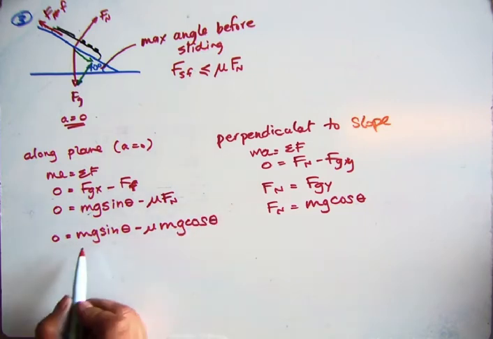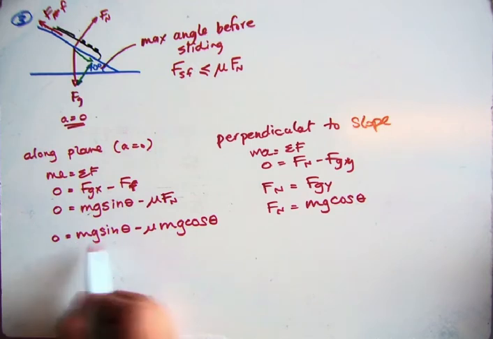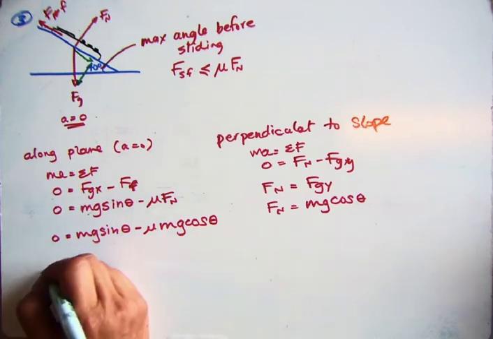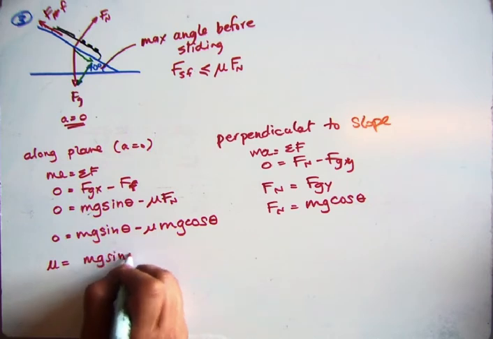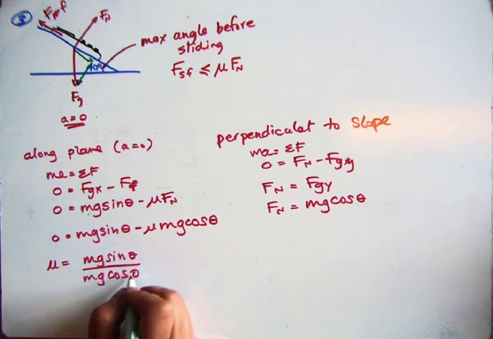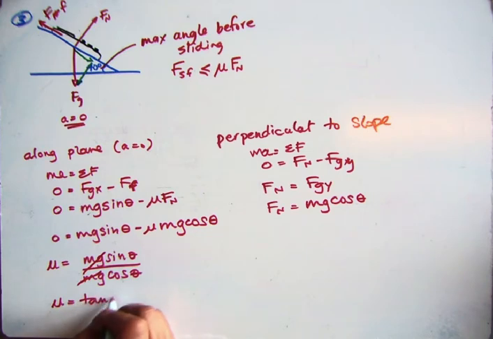Again, you can see that if you leave the variables in, it doesn't even matter what the mass is because it's going to cancel out. We know that theta equals 40, so we can just substitute. We're going to solve this for mu. Mu equals mg sine theta divided by mg cos theta, so that cancels. Mu just equals tan theta.